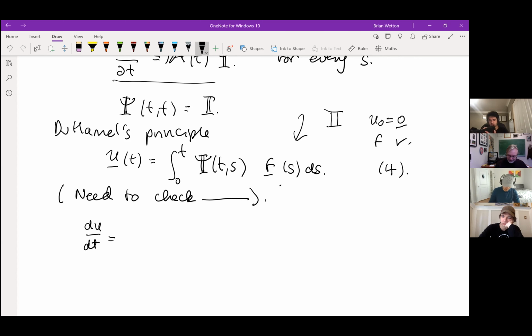Well, I've got t in 2 places. This is a similar game we've had with Green's functions before. So I have 2 places where I have to take the derivative. I have to take the partial derivative inside.